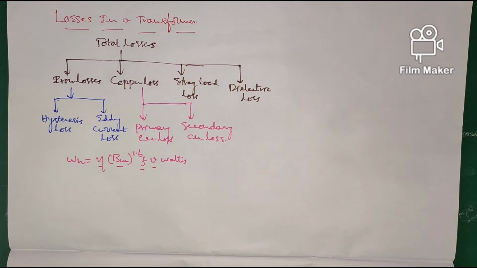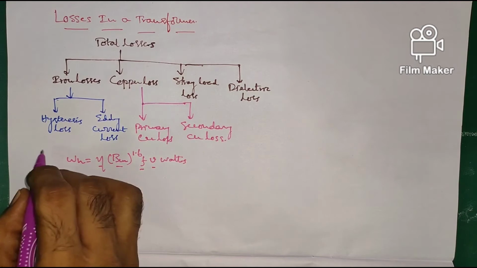Basically, the hysteresis loss is due to the frequent reversals of magnetism. As we are going to use AC supply, the direction of flow of current will be in one direction for one half of the cycle, and it will be in the opposite for the remaining half of the cycle. And hence, due to these magnetic reversals, the core experiences the loss which is known as hysteresis loss.